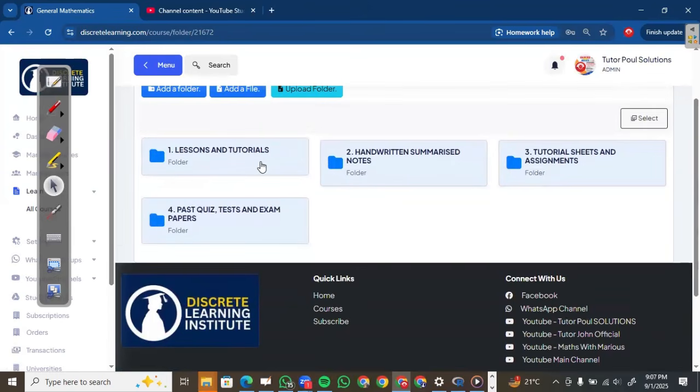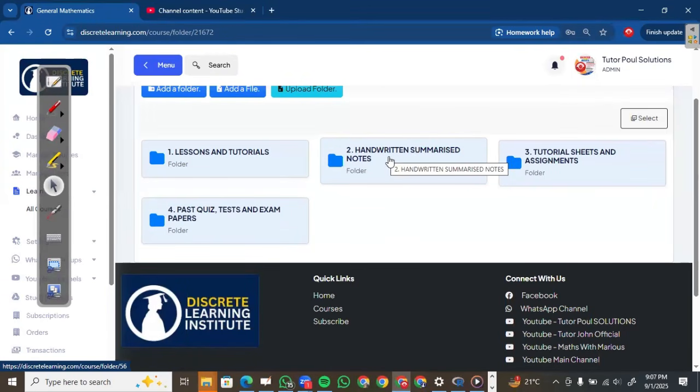In the first folder here, we have lessons and tutorials. There we have lessons on each topic that you're going to learn, like how to sketch quadratic functions. If you go here, you're going to find a folder, quadratic functions. You're going to find some well-written notes there that you can read, and also some videos about quadratic functions. You can watch them in this folder, lessons and tutorials. So you find topic lessons here. Here they're just some handwritten summarized notes.